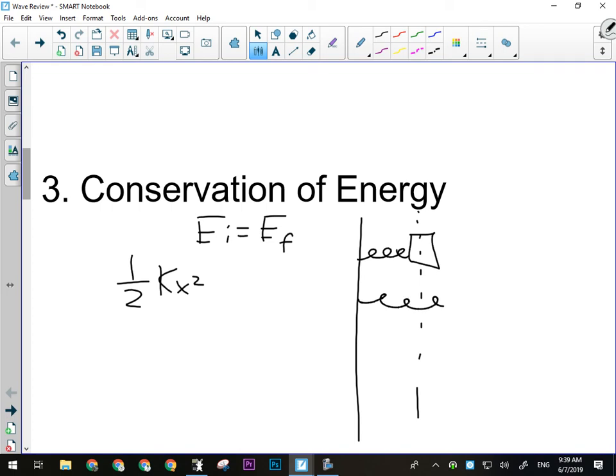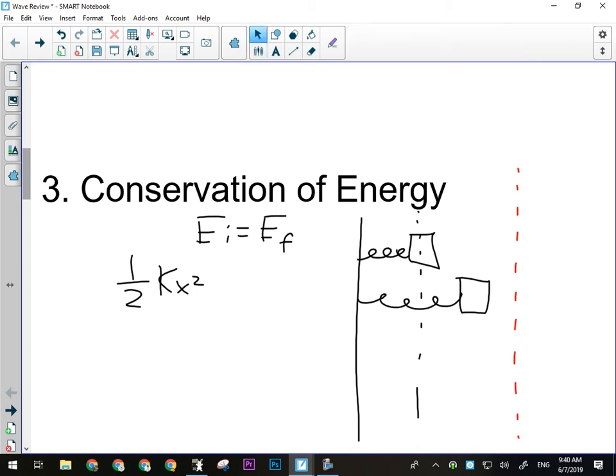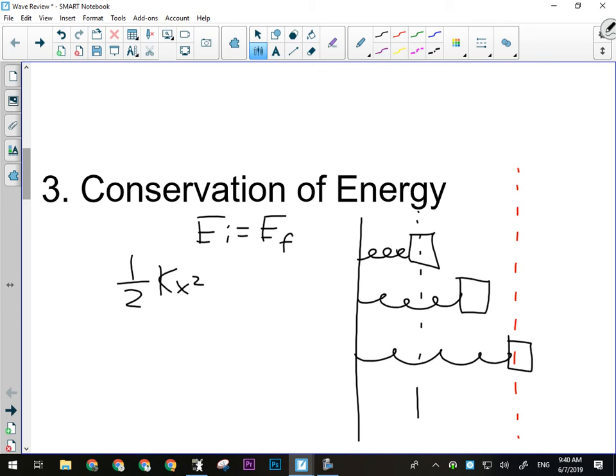Then we could have a position like here, where it has both kinds of energy. It could have kinetic and potential because it's not at its maximum amplitude, but it's also not at equilibrium. The red line here will be the equilibrium position. When the object is at the equilibrium position, my spring's going to end up looking pretty straight. When it's at the equilibrium position, it only is going to have kinetic energy, because that's where the spring is neither stretched nor compressed and isn't exerting any force anymore.